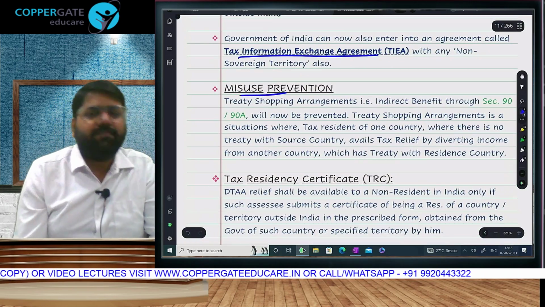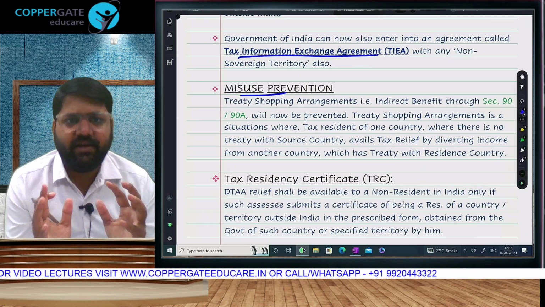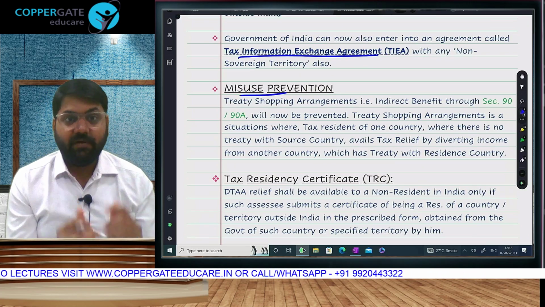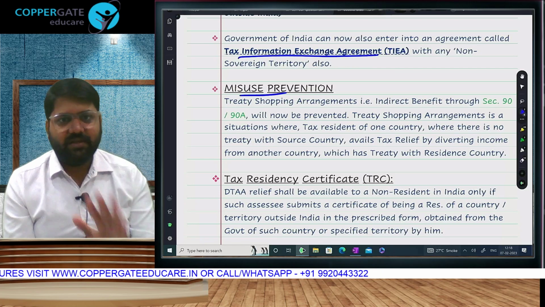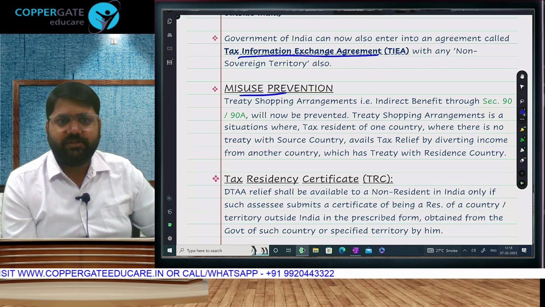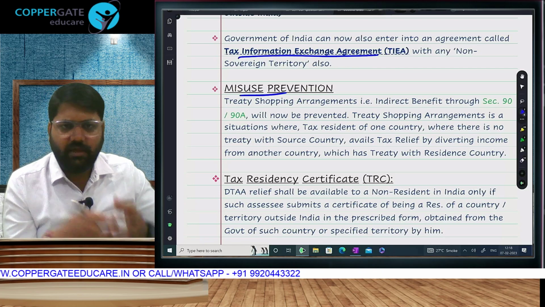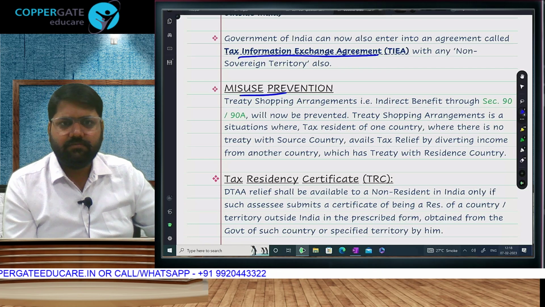Misuse prevention, I will tell you in short. Supposing there is a treaty between India and Germany. So the benefit will be for Indians and Germans. Obviously there will be no benefit for Australians. Australians are cheaters by birth. There is no benefit to Australians in this.